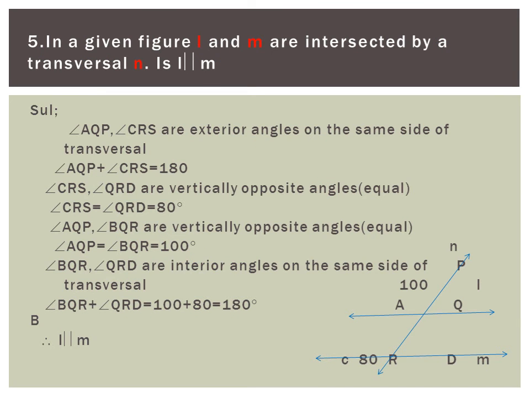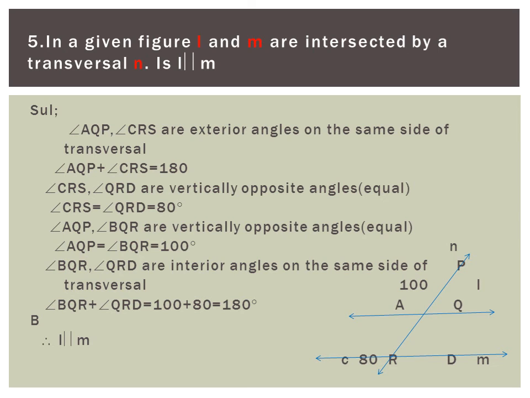Now fifth question. In the given figure, L and M are intersected by transversal N. L is parallel to M. So we have a lot of proofs. Simple proof actually. AQP and CRS. Observe clearly in the textbook. So both are exterior angles on the same side. So 100 plus 80, that is equal to 180. They are parallel lines. If you want another proof also, observe here.